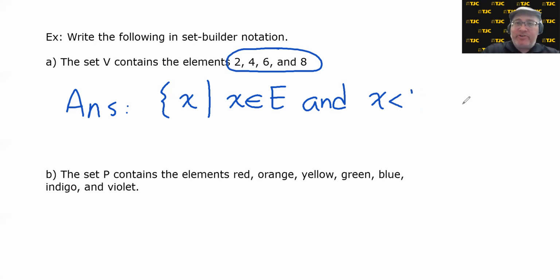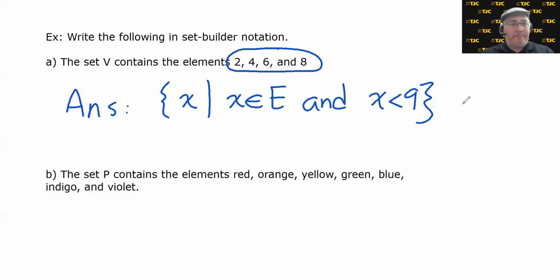Why can't I put this? The set of all x's such that x is an element of the even numbers, so x is even, and x is less than 11. I can't say that because this set would include the number 10, which is not in our set. So we can't say that. But there are a variety of ways to say the set of all even numbers that are less than 9. So we'll go with that one.